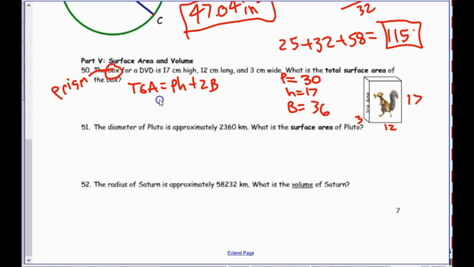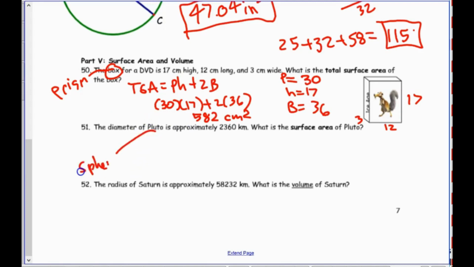So we're going to be doing 30 times 17 plus 2 times 36, which gives us 582, and that is in centimeters squared. That's surface area.